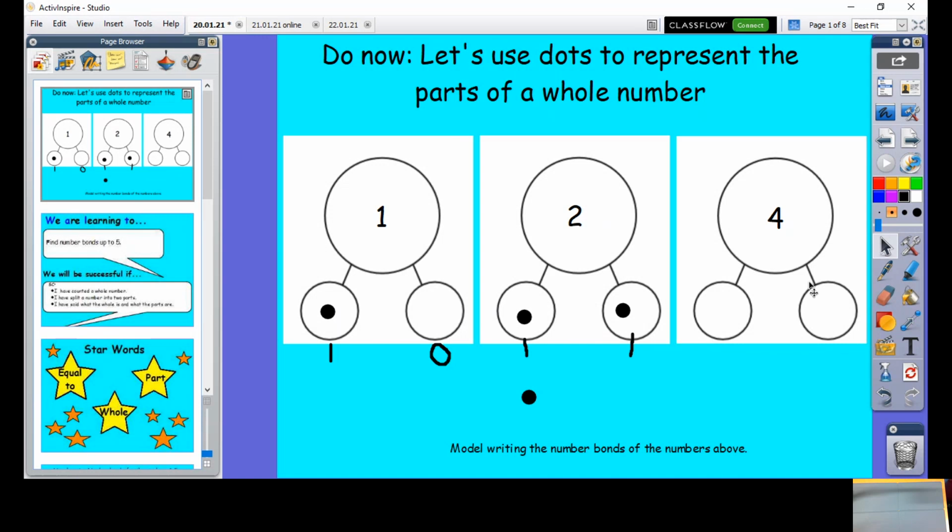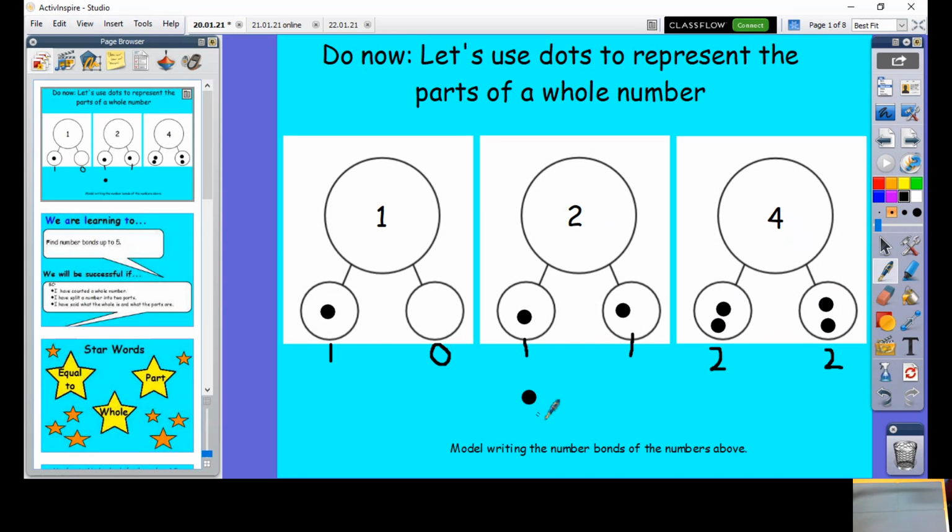Okay, let's do this number here. So we've got number 4 here. Let's split my whole number 4 into 2 parts. 1, 2, 3, 4. So I know that in this part I have got 2, and in this part I have got 2. 2 and 2 makes 4.